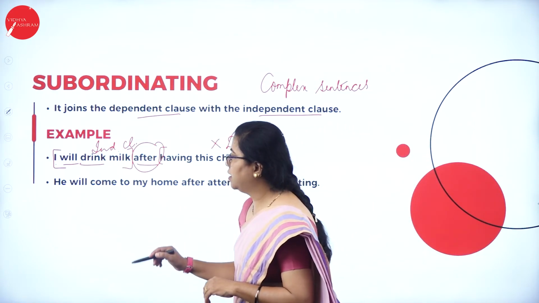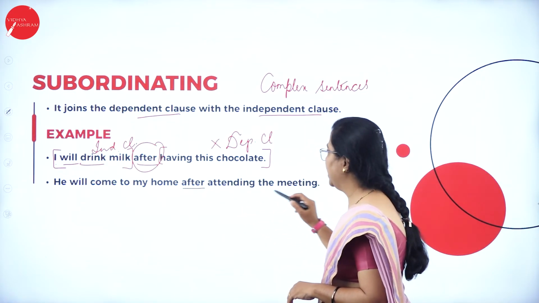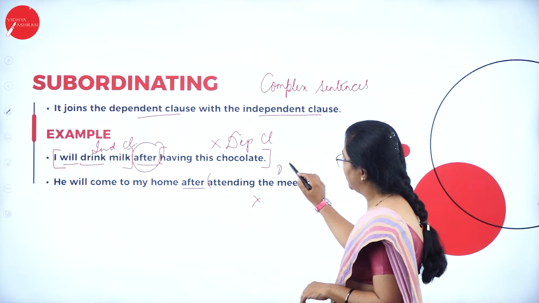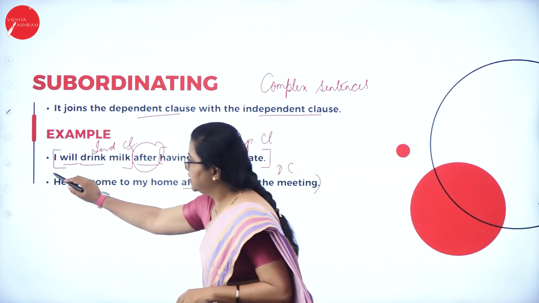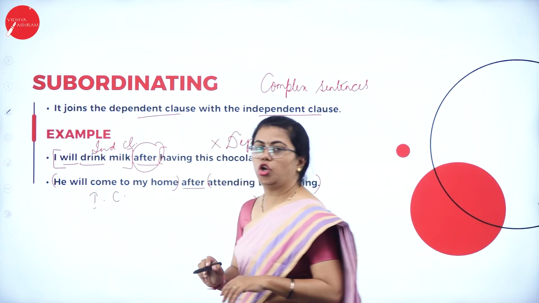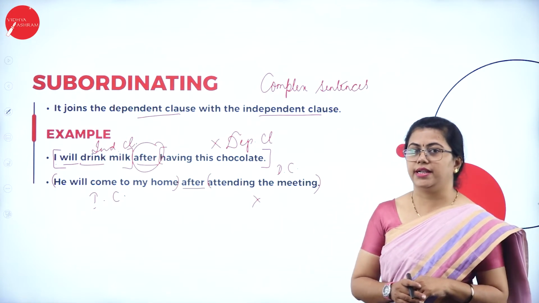Then you have another example here. He will come to my home after attending the meeting. So this part is not giving you complete meaning. So this is a dependent clause, and here this part is giving you complete meaning. So this becomes an independent clause. Fine. So this is the structure of a complex sentence.